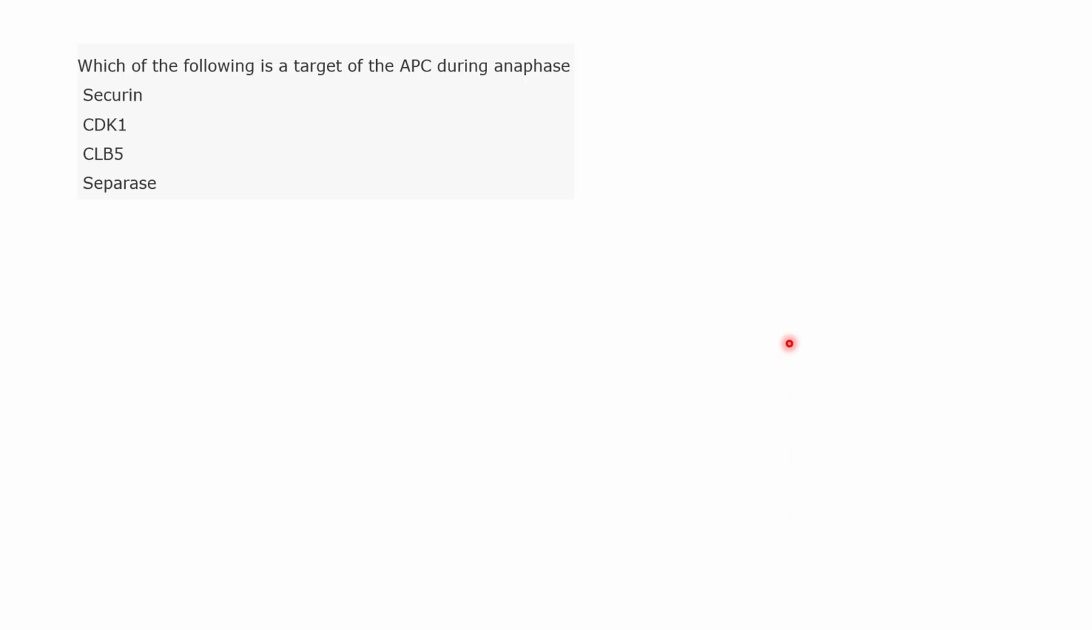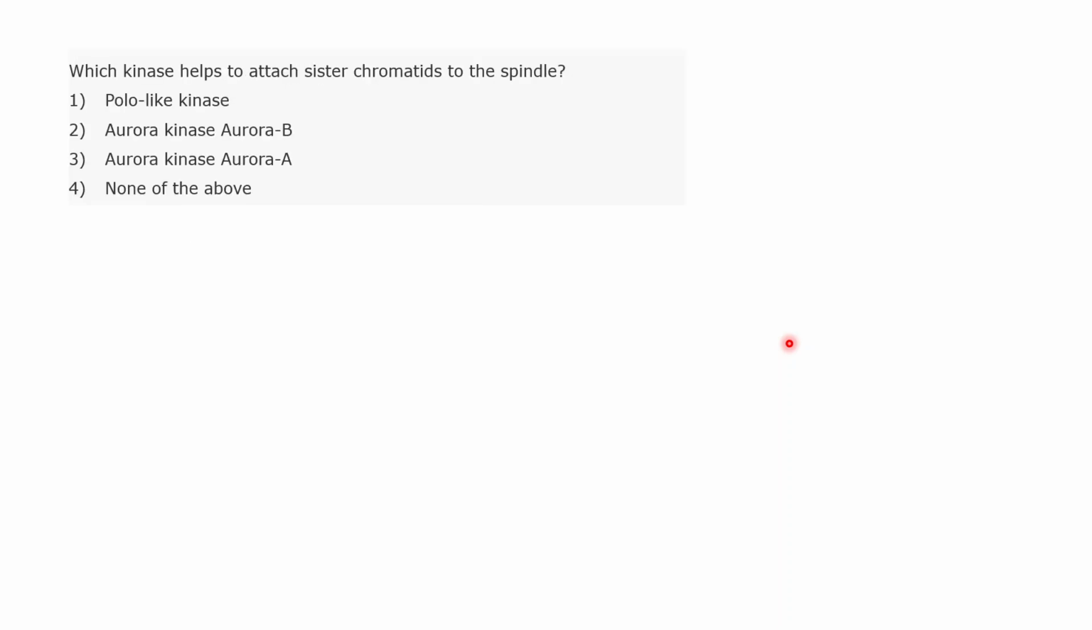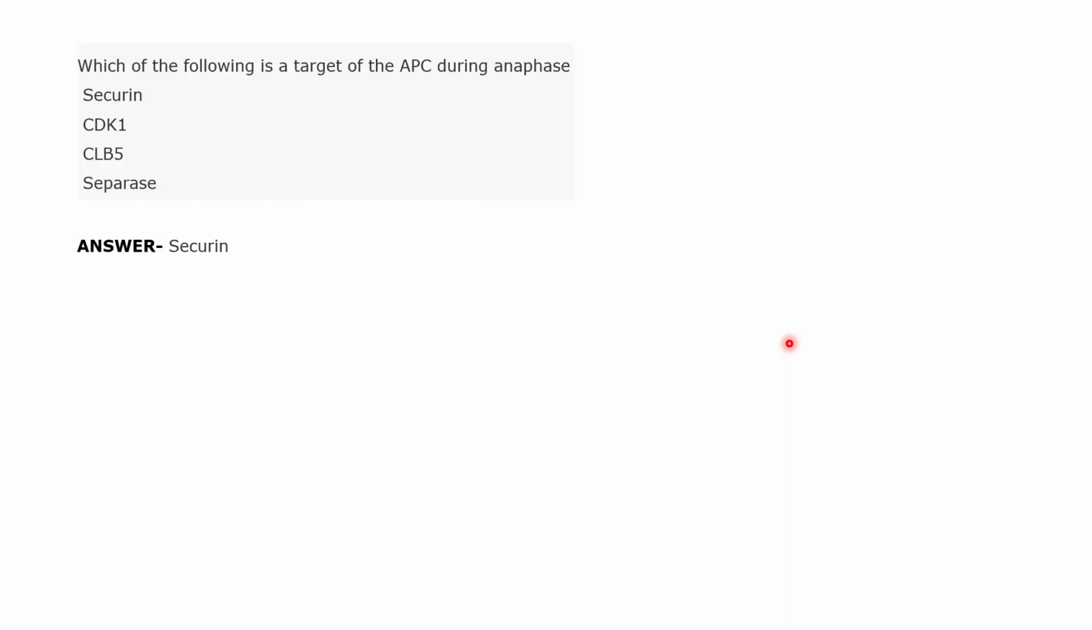Okay, I am getting option number 1. Option number 2 I am also getting. Okay, so the answer to this question is option number 1, securin. Basically, CDKs are not targeted by APCs.